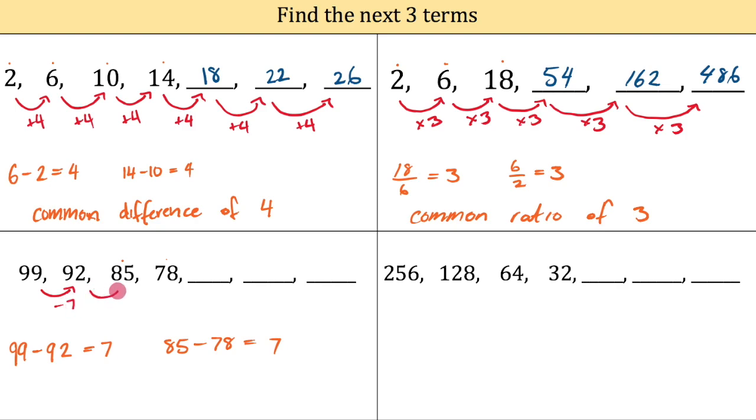So I'm subtracting 7 each time. Let me continue. Subtract 7, subtract 7, subtract 7. I'm going to grab my blue. 78 minus 7 is 71. 71 subtract 7 is going to be 64. And 64 subtract 7 is going to be 57. So here I have a common difference. Look, I have a common difference, common ratio. Here I have a common difference. It takes me so long to write. Common difference of 7.